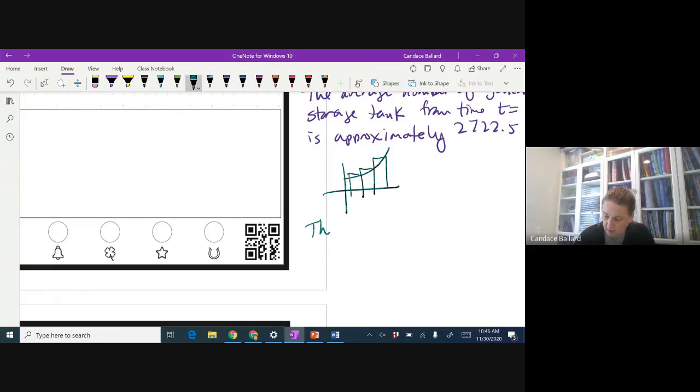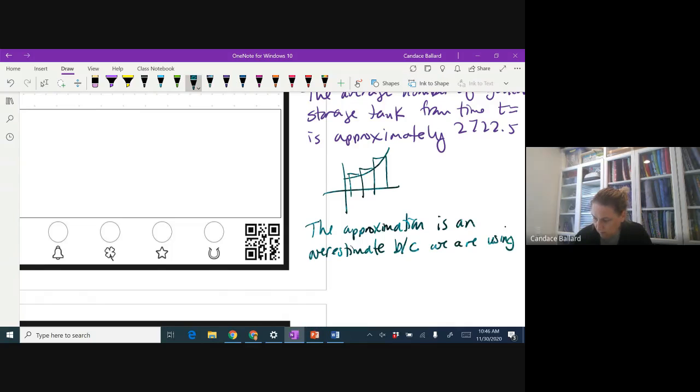So we would say the approximation is an overestimate because we are using a right Riemann sum and the function is strictly increasing.